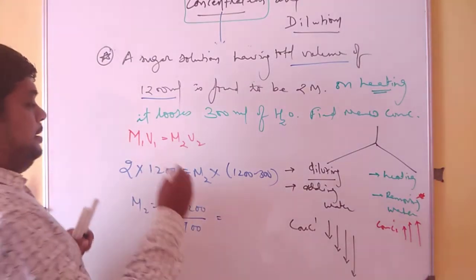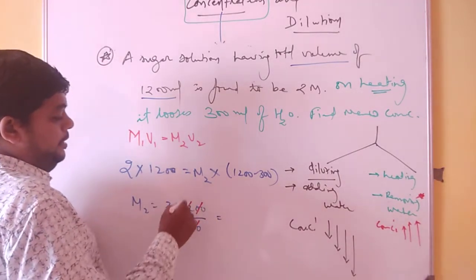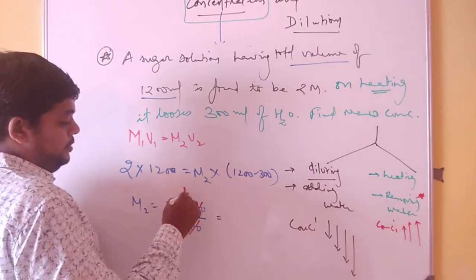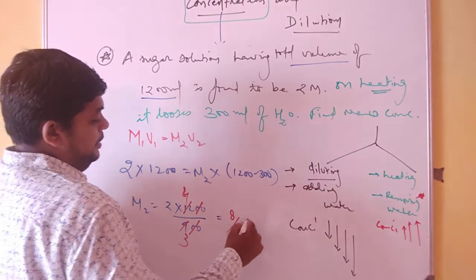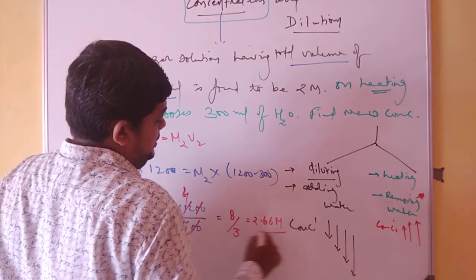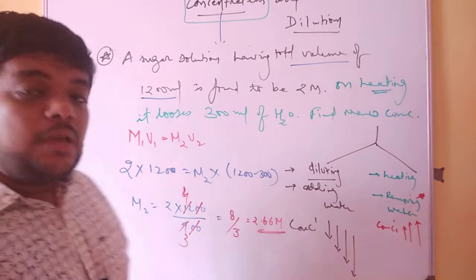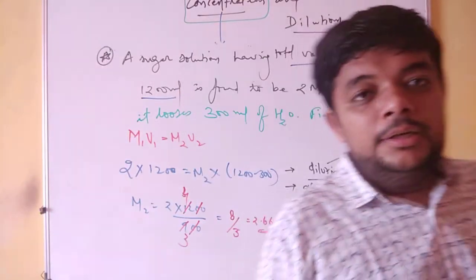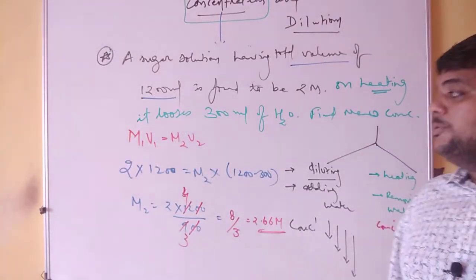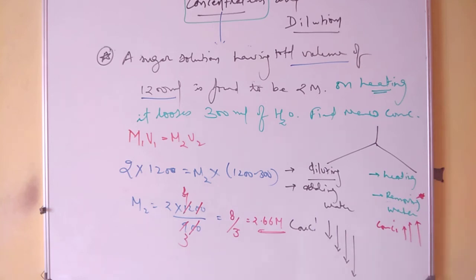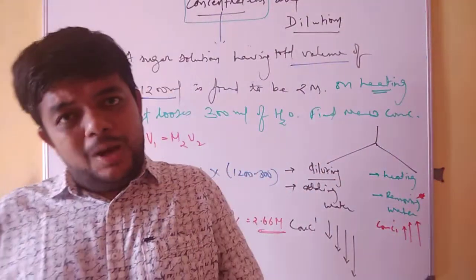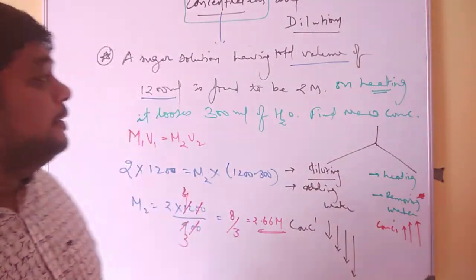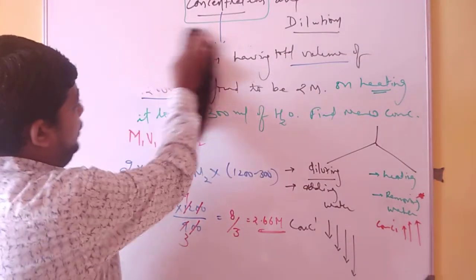And when I make an AND to it, it will be 4, 3 4s are 12, 3 3s are 9. So it is 8 by 3, that is 2.66 molar. This is how you can calculate the concepts of dilution as well as the concepts of removal of water by heating. So these were simple concepts that you asked me to discuss in our lecture on demand.